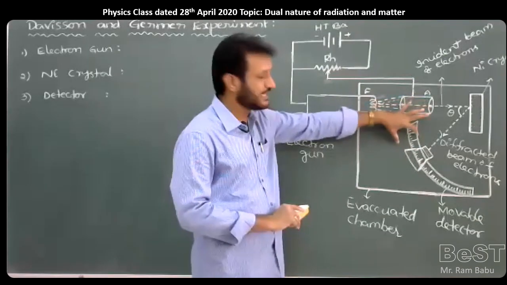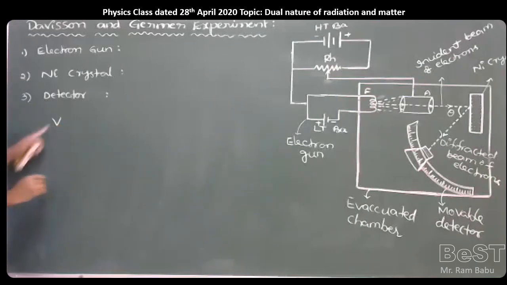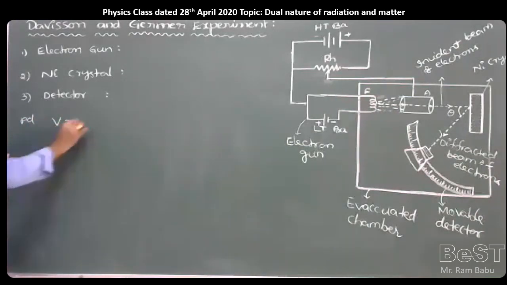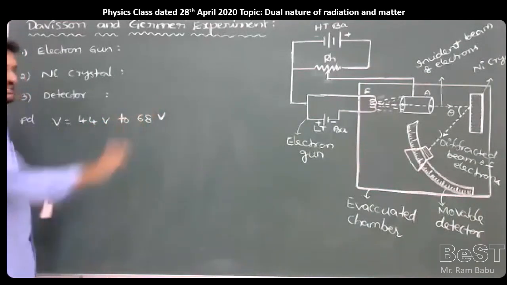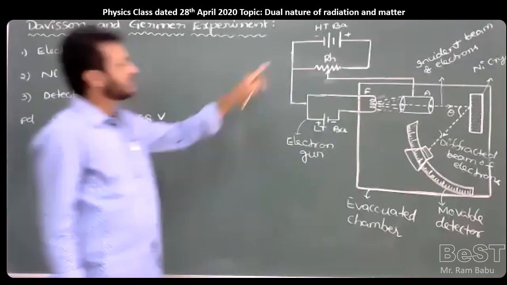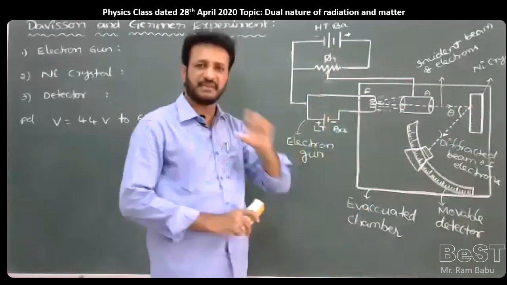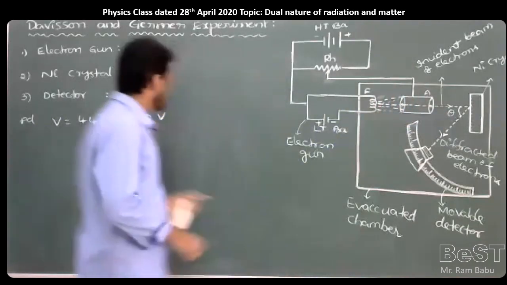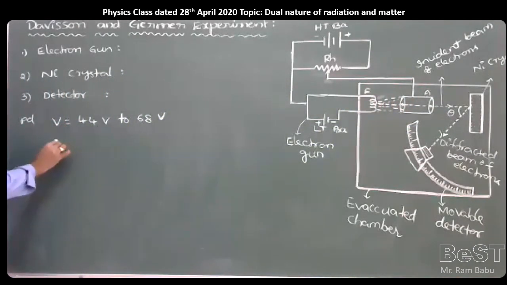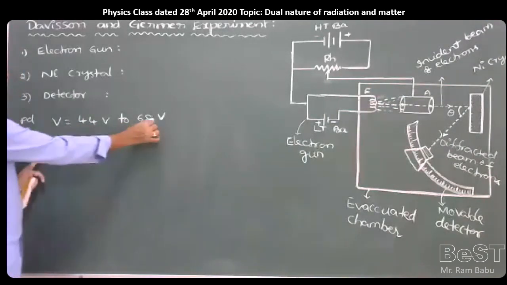The experiment is conducted with potential difference V from 44 volt up to 68 volt. For example, in the first trial we place 44 volt, the electron beam is incident on the nickel crystal, and it is collected by the collector or detector. We have to calculate the scattering angle. First we apply 44 volt and note down the scattering angle. Next 45 volt, then 46, 47, 48, up to 68 volt, we conduct the experiment.